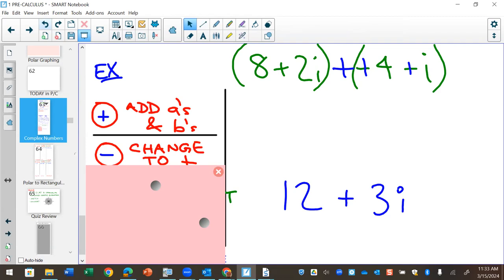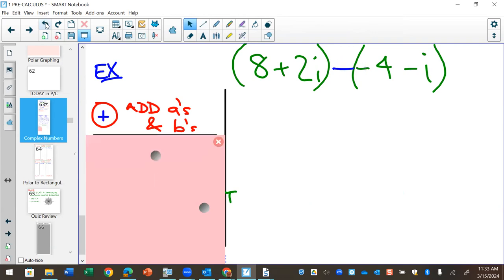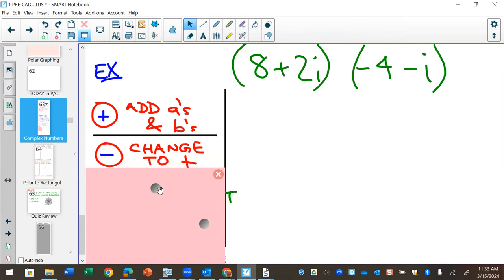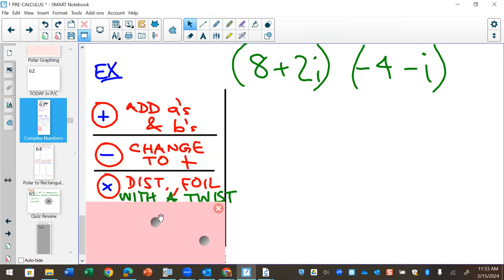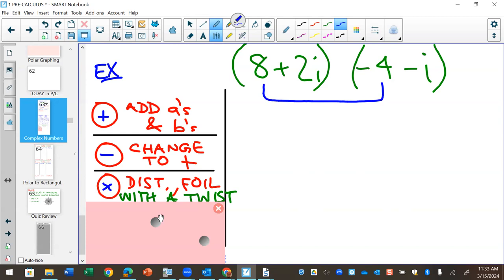All right, multiply. Binomial times binomial. Say the word. Okay, it is FOIL, and it probably will give us something fancy. But how about this? It's going to be FOIL with a twist. We'll do this one together. Okay, FOIL. What do you get first? So close. What was it? Negative 32.